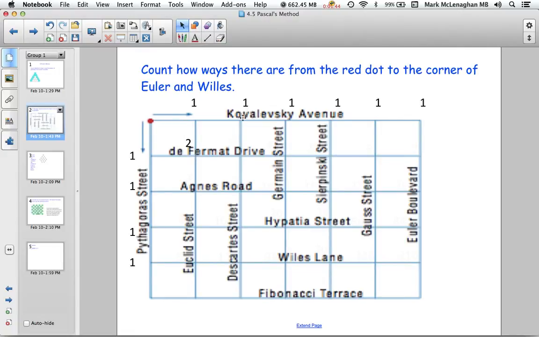Then there's one way to get here, okay, and 2 ways to get here. So 2 plus 1 is 3. Always remembering that we can only go to the right and down. So we keep filling in the numbers. Let's see. Let's continue the pattern.